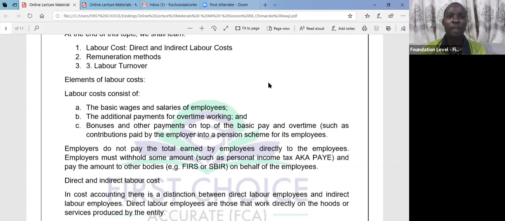Sometimes we have, these days, our basic salary is not all that we are being paid. Sometimes they add some allowances like transport allowance, feeding allowance, clothing allowance, all of it now becomes your gross. So all those things that make the gross, your basic, your allowances, and perhaps your overtime, all become your gross. So this is what your labor cost consists of.